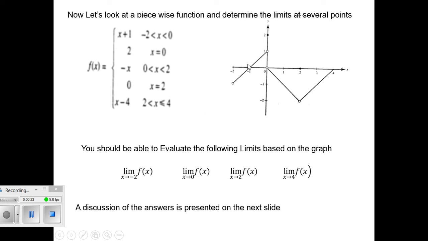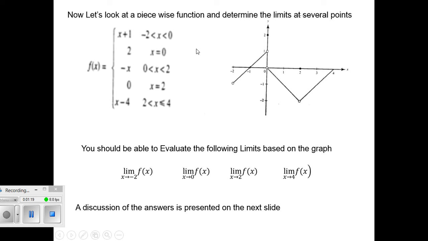So we've got from -2 to 0, we're at x plus 1, but we're not defined at the endpoints, okay? From 0 to 2, we're along the line -x. At x equals 0, we're at 2. So for this single value of 0, we jump up to 2, where we're defined, and then moving from 0 to 2, we jump on this graph -1. Then at 2, we jump back to the x value of 2, which is the y value of 0, and then we continue on this x minus 4 between 2 and 4.